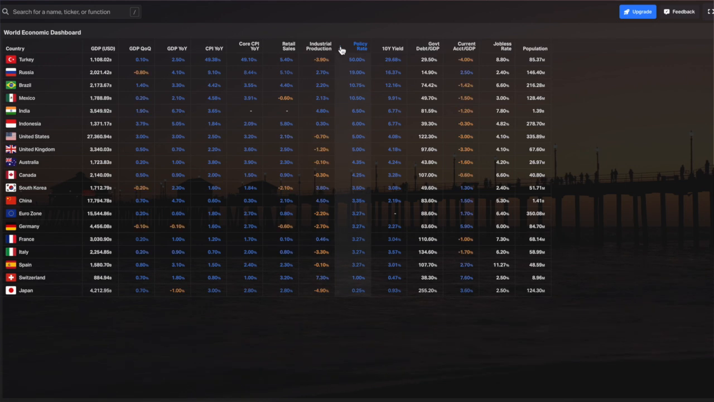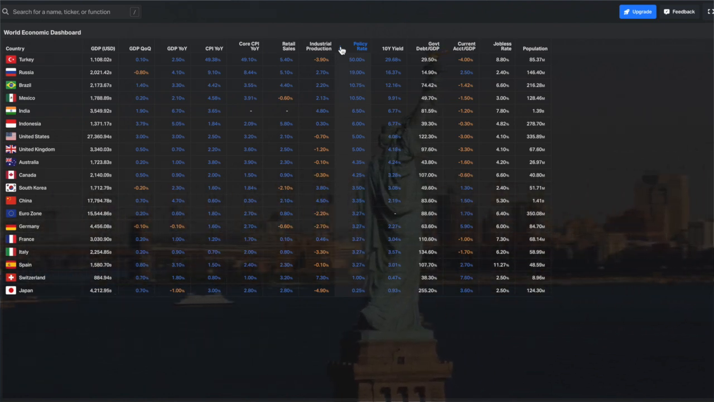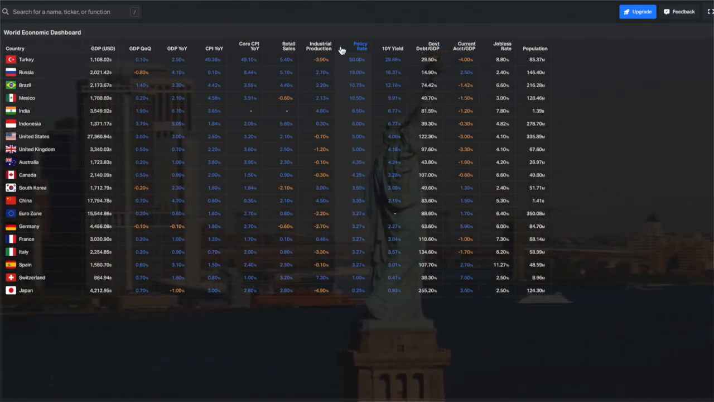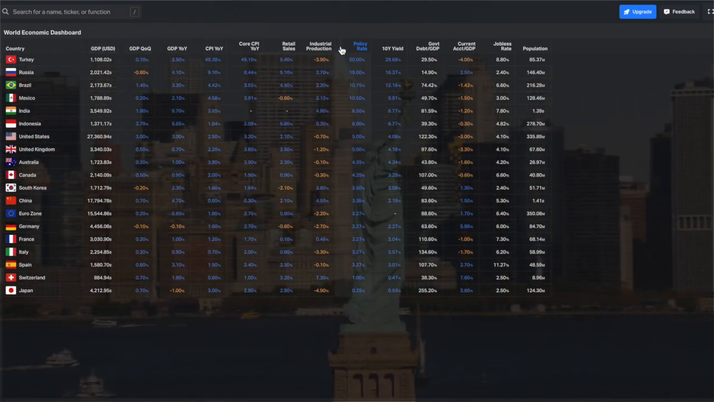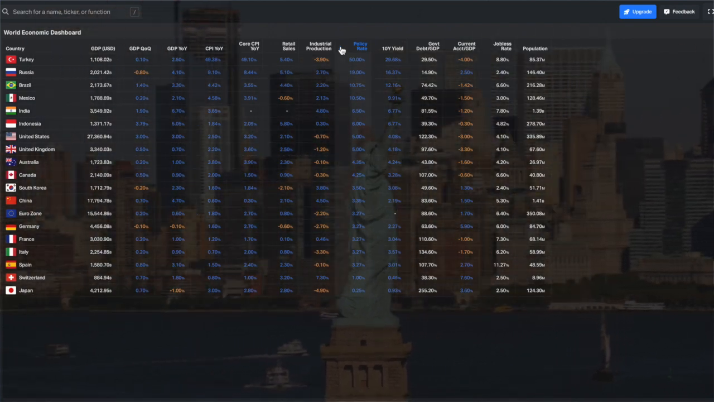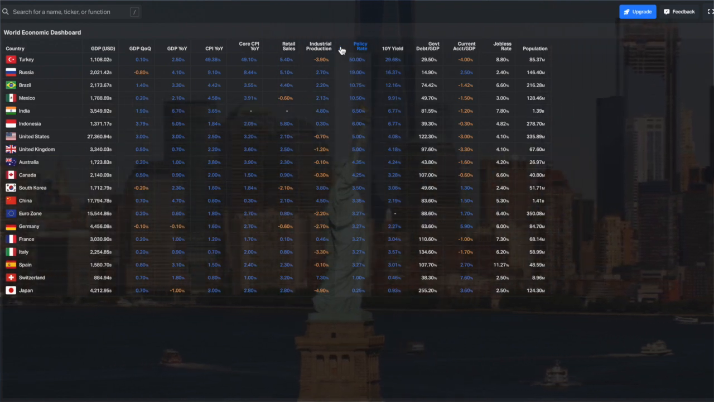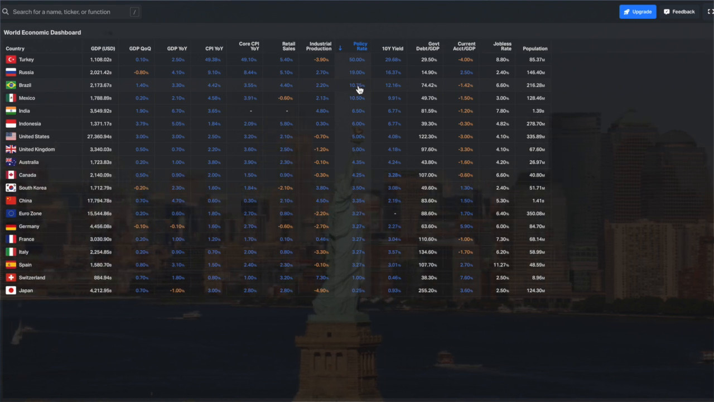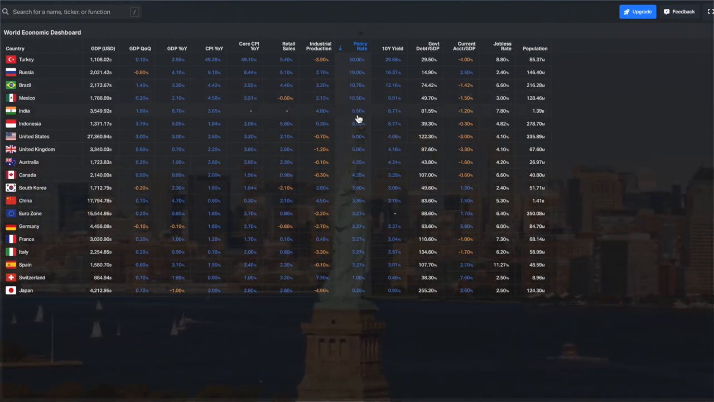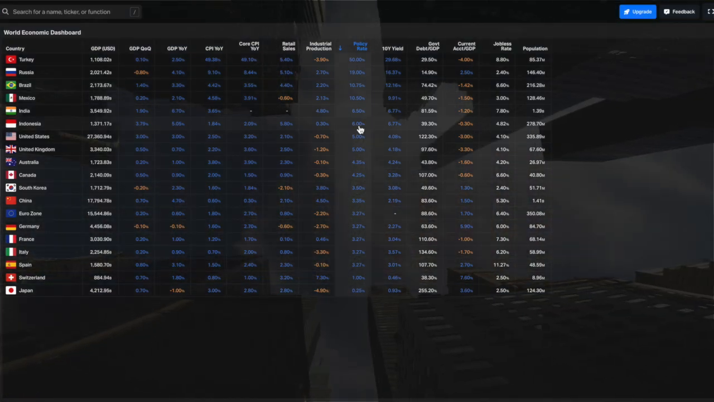The policy rate is the central bank rate. So in the US, it would be the Fed funds rate. And this is the interest rate set by the central bank, and then all the different government bonds will set their own interest rates based on that rate. Turkey 50%, Russia 19%, Brazil 10%, Mexico 10%, India 6.5%, Indonesia 6%. So these are very high.